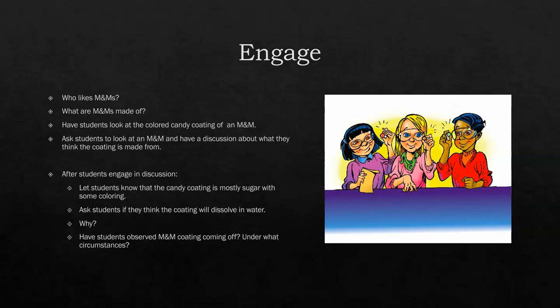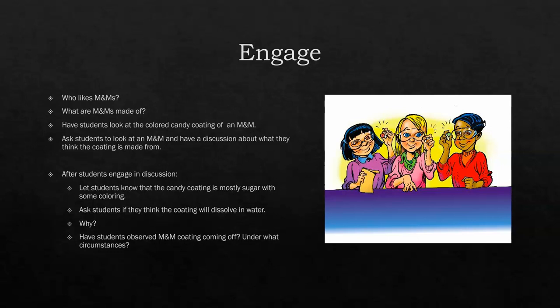And this is where you can have your students start thinking about experiences they've had. I mean, how many of us have had M&Ms melt in our hands and our hands turn different colors? And so that's probably what they're going to think about. Or if they drop an M&M in a puddle and they see that the colors start to come out. So that's how we engage them.